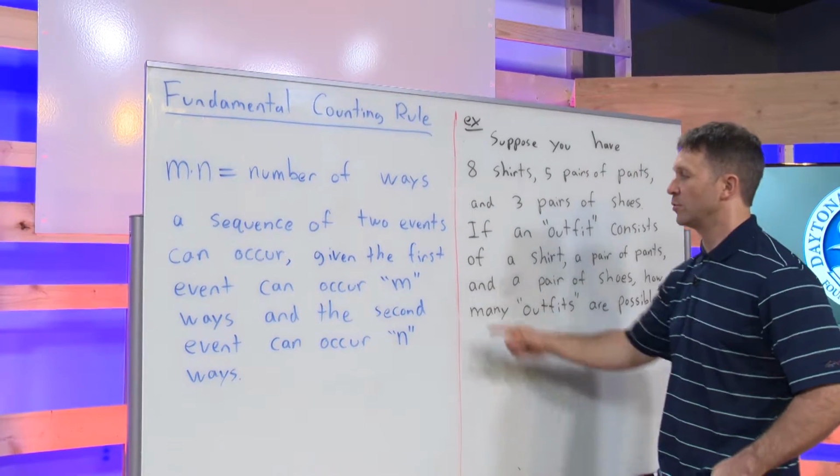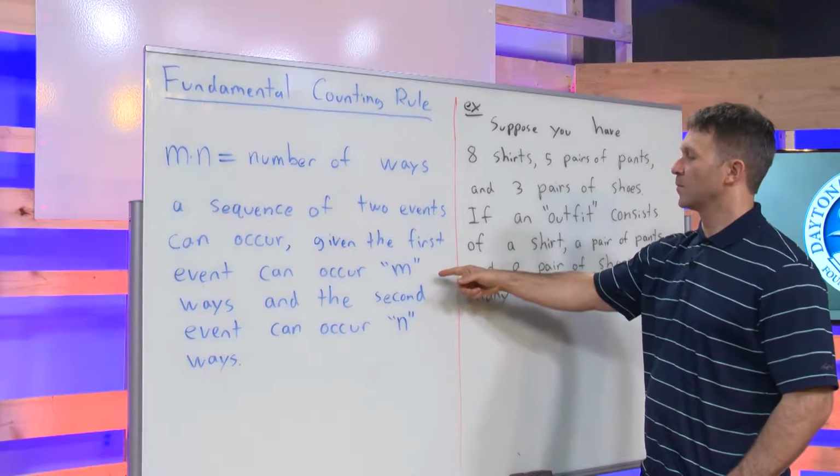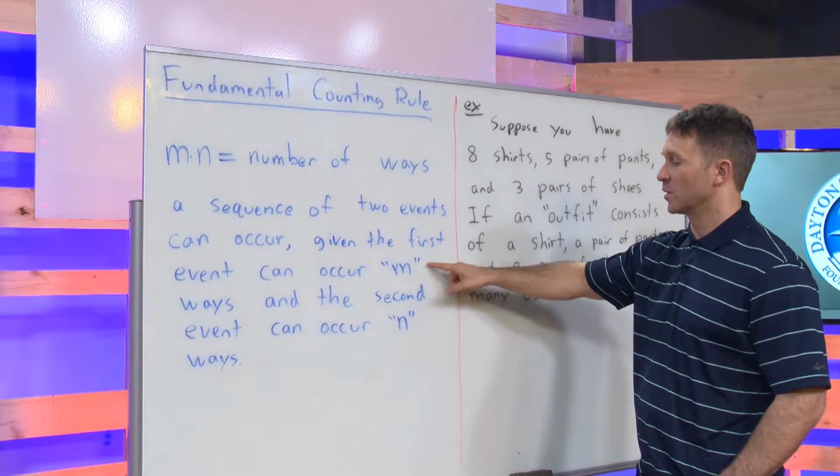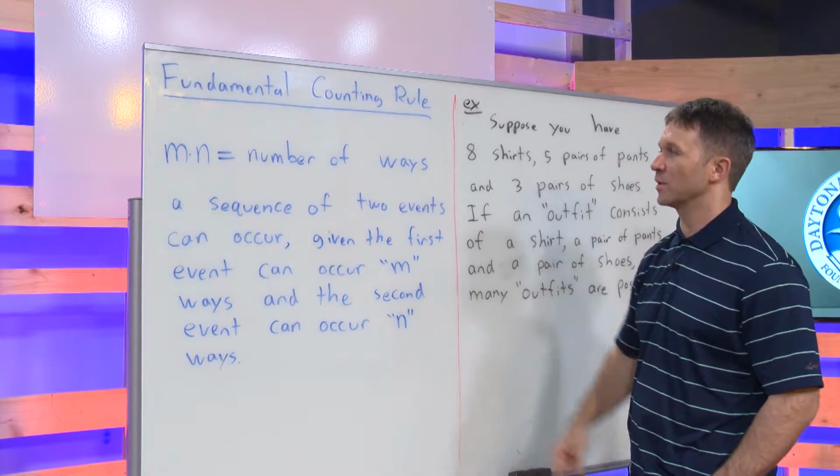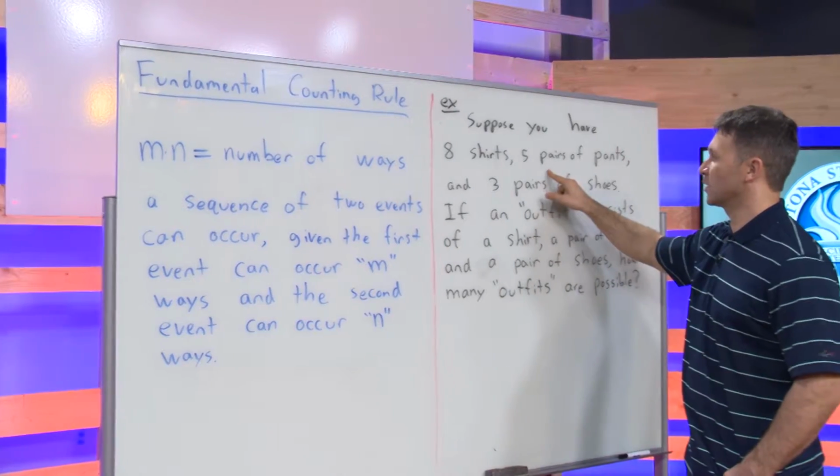Okay, so if two events can occur m ways and n ways, in other words, the first can occur m ways, the second can occur n ways, together they can occur m times n ways. All right, now let's look at our problem.